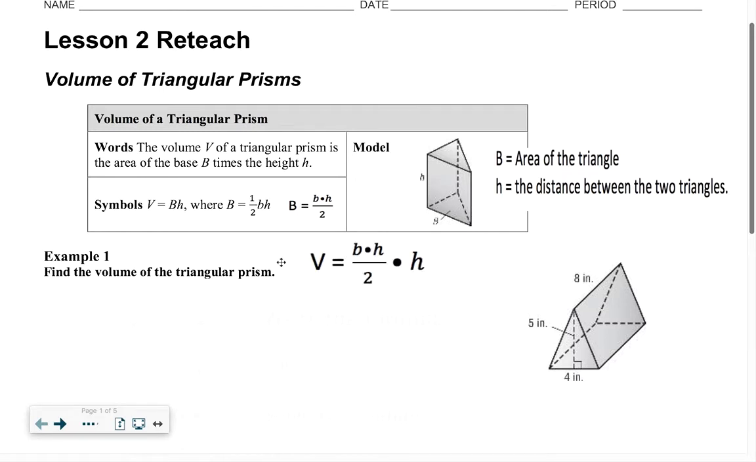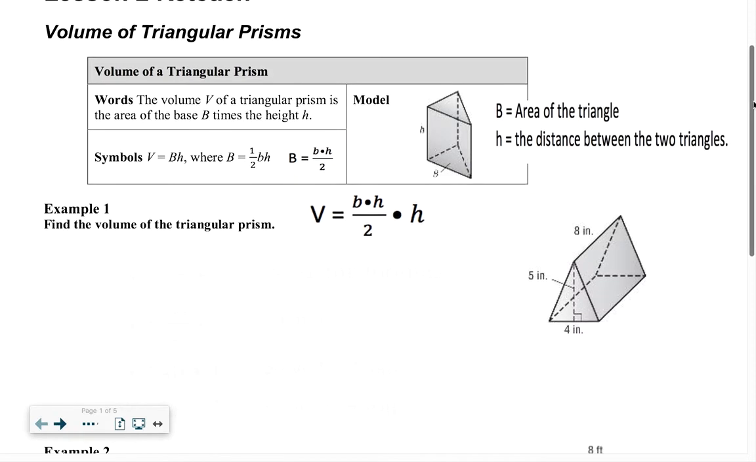Then I want you to write down this formula. This formula is simply a version of volume equals area of base times height, but we actually wrote out how we're going to find the area of the base times the height, and we're using this formula instead. Just because it takes away a step, we know that the area of the base is a triangle, so we just write the area of the triangle's formula.